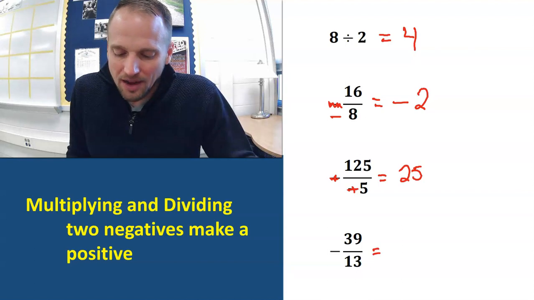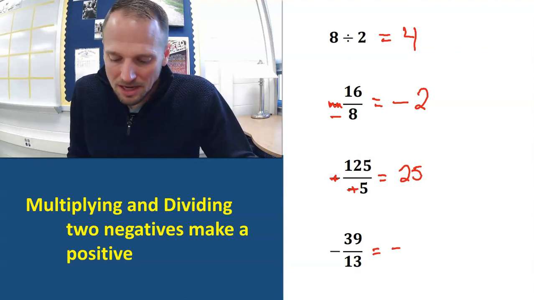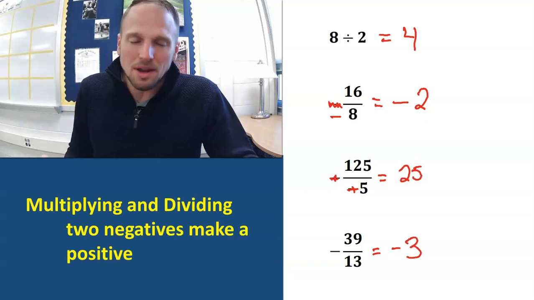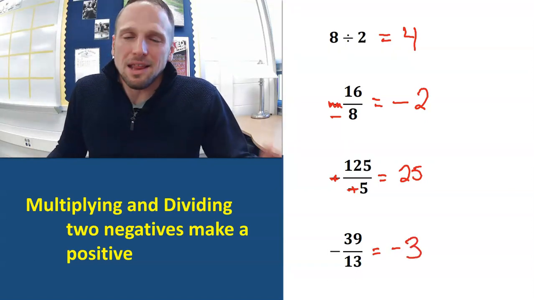And the last one, I have one negative sign, so my answer is going to be negative. 39 divided by 13, that's going to be 3. All right, so no problems. I think we've got this.